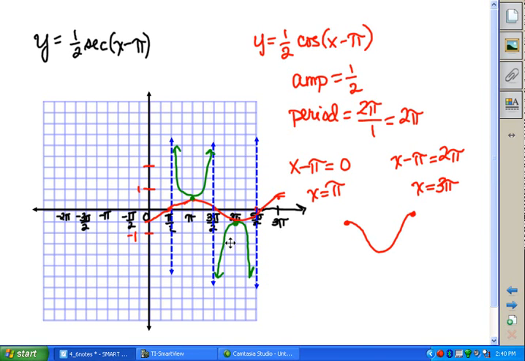Okay, so that's pretty much it for graphing cosecant and secant. The key is knowing those graphs of sine and cosine very well to be able to get these reciprocal graphs.